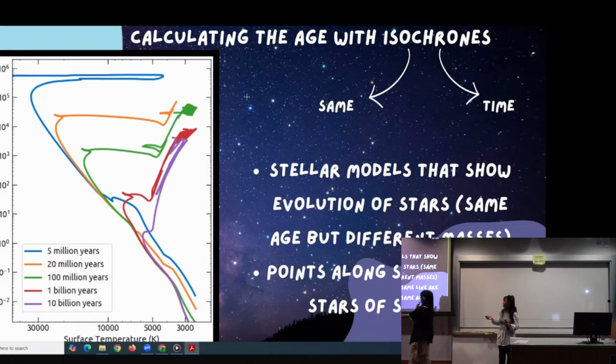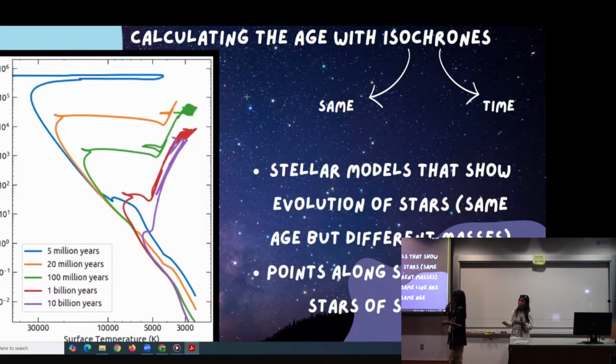As you can see here, this is also an HR diagram. Your x-axis represents the surface temperature, and your y-axis represents luminosity. These colorful lines that you see here are the isochrones, with the blue isochrone representing 5 million years, the yellow one representing 20 million years, etc.